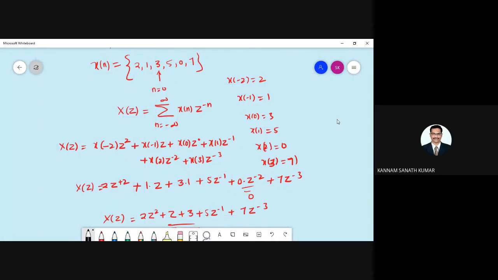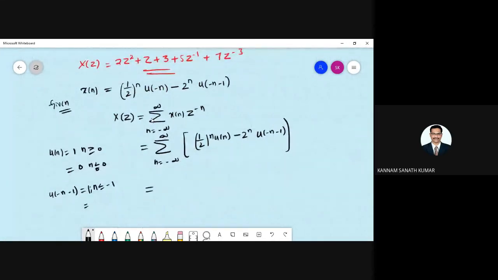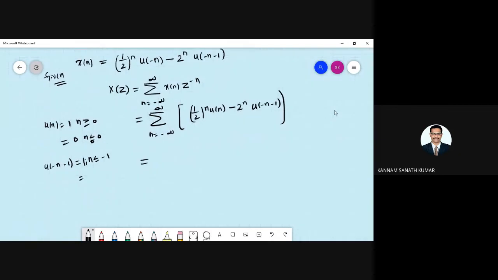Yes sir. We are going with another problem, that means (1/2)^n u[n] minus 2^n u[-n-1]. In the previous problem I gave this function. So two functions we discussed. u of n is defined for n greater than or equal to 0, and u of minus n minus 1 is defined for n less than or equal to minus 1.